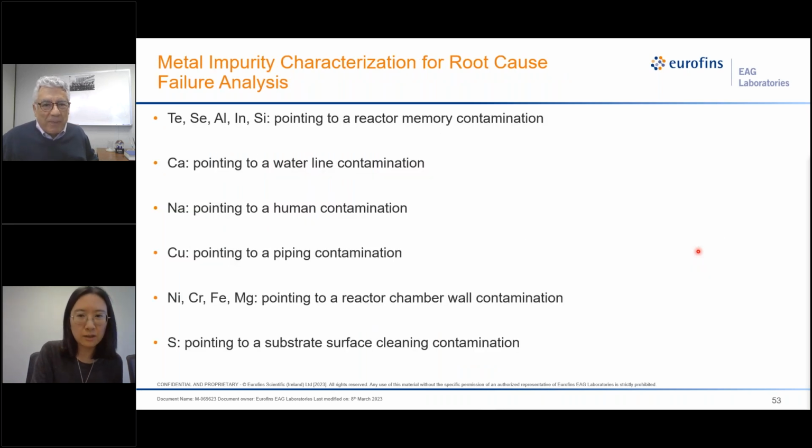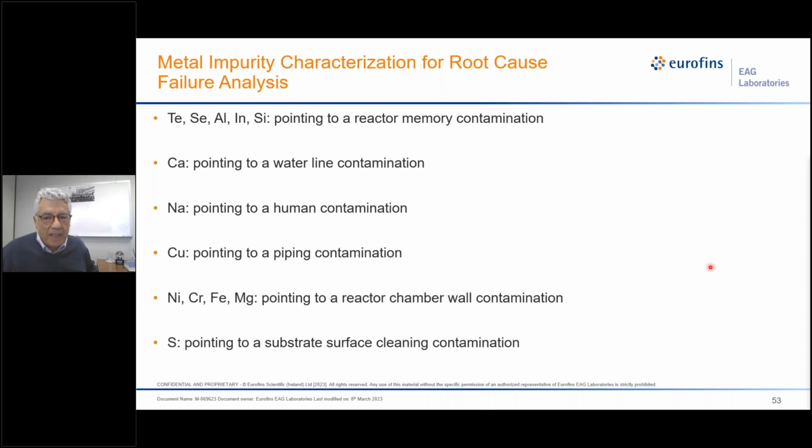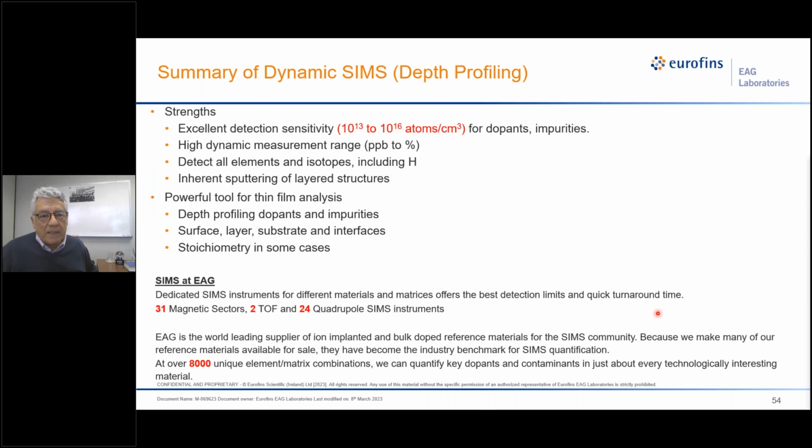All right, I'll take it back to finish off the SIMS portion. There are several impurities that we detect to do a root cause analysis. Some of these elements point to a specific problem. It could be a memory contamination or copper piping contamination and so on. But in short, we use SIMS for very low concentrations of impurities, and it has a dynamic range from impurities to atom percent. It's a powerful tool for layer-structured electronic epitaxial films. We have 50 SIMS instruments in EAG and all three spectrometers. We have lots of standards to really calibrate anything that is technologically interesting.